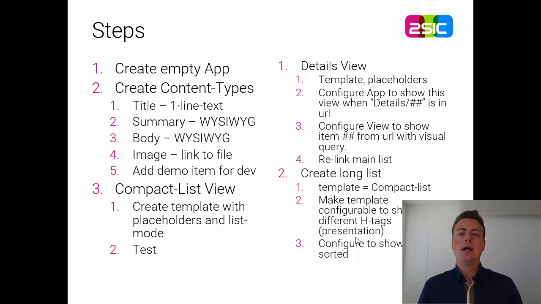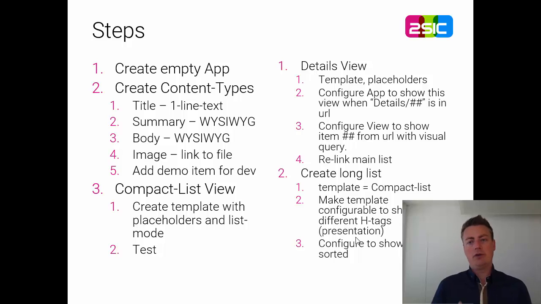This is what we're going to do. Create an empty app, create the content types, that's like the data structure, which will contain the title, the summary, and things like that. Then we're going to create the compact list view. We're going to start with that, create placeholders and everything so that it automatically works, and we're going to test it. As soon as that works, we'll go on to the details view.